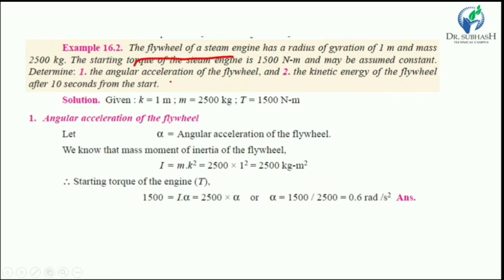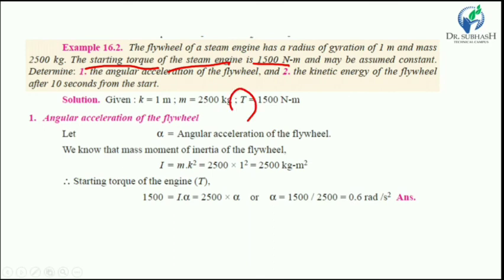The flywheel of a steam engine has a radius of gyration of 1 meter. So k is equal to 1 meter and the mass is 2500 kg. The flywheel mass is 2500 kg. Okay, the starting torque of the steam engine is 1500 Newton meter.